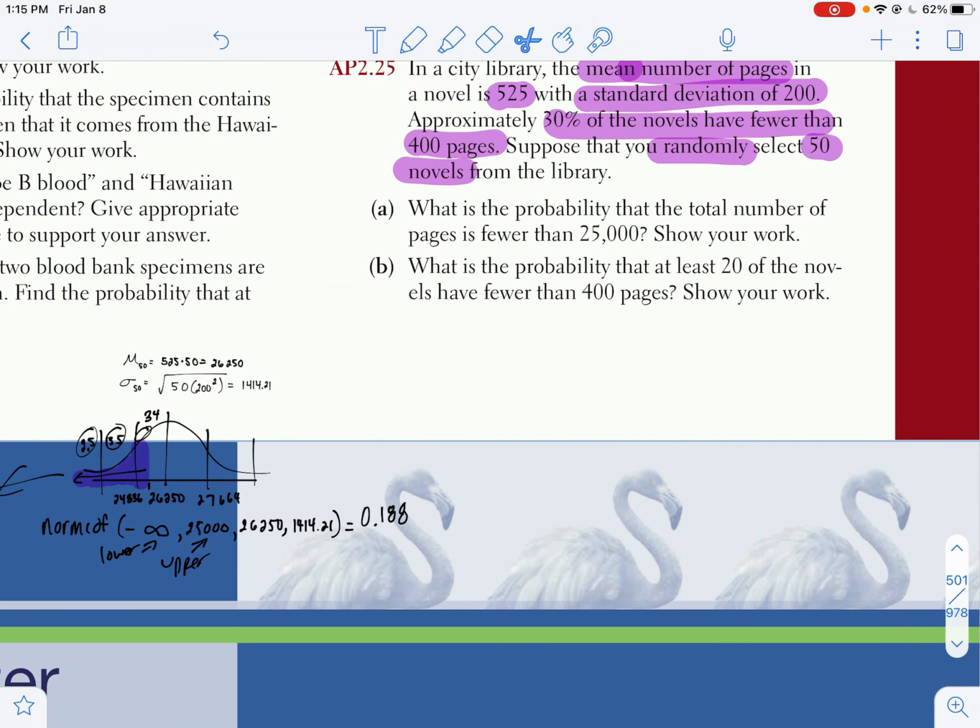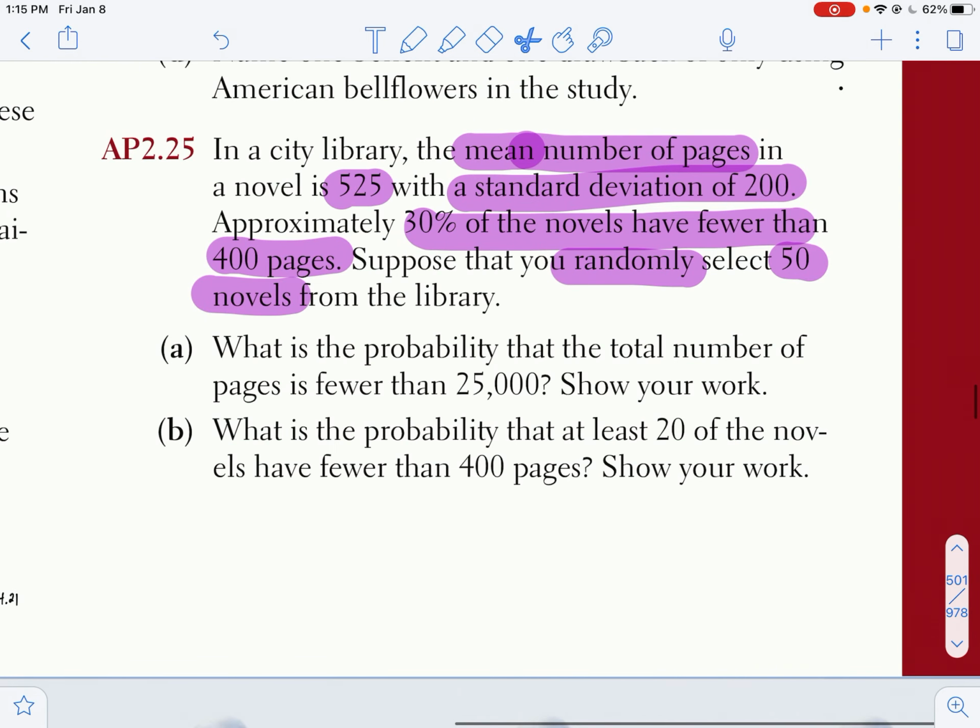Why is it going to be binomial? Because it's binary: either a book has fewer than 400 pages or it doesn't. The trials are independent, one book isn't going to affect the other. We have a set number of trials, which is those 50 books. And we also have a probability of success of 30%.